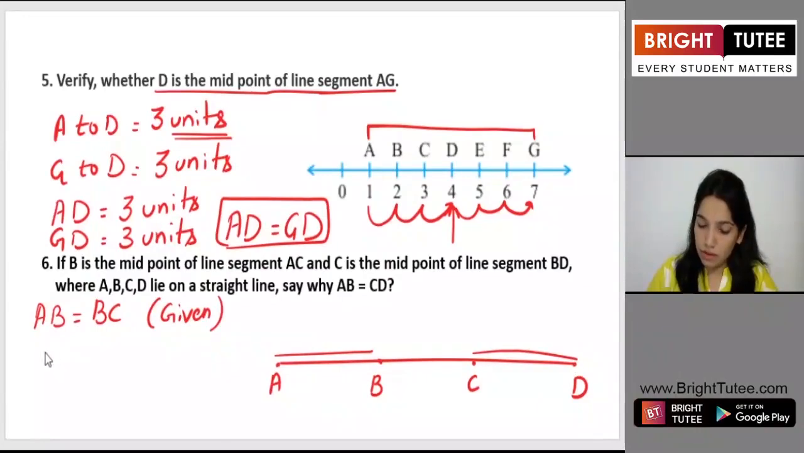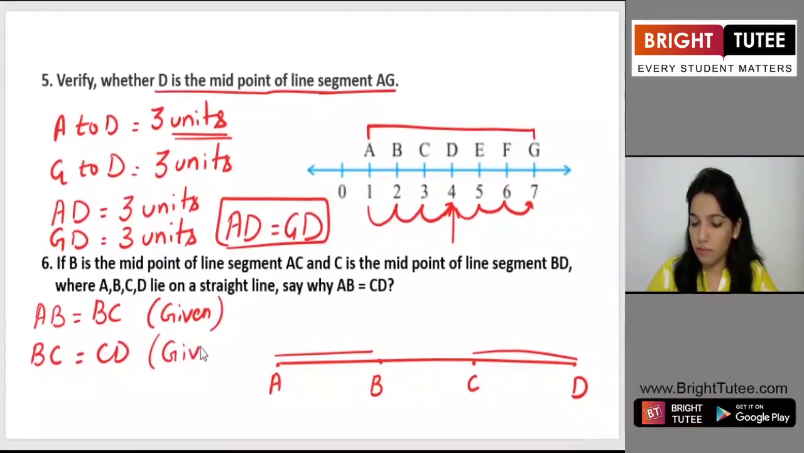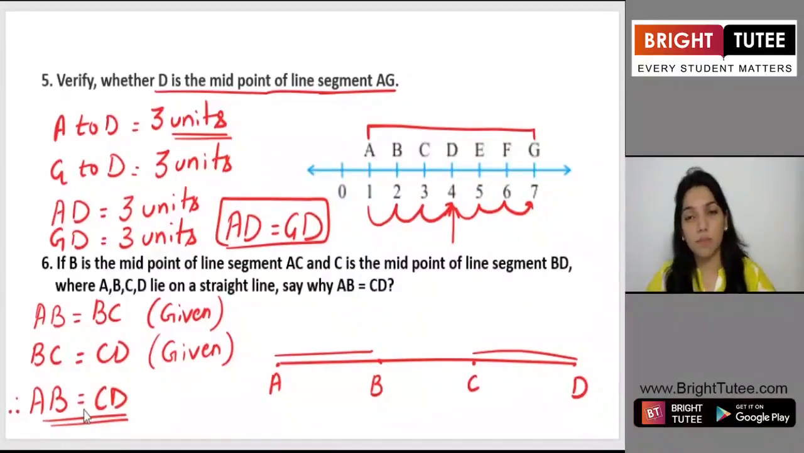Similarly, we are given that BC is equal to CD. Why? Because we are given that C is the midpoint of BD. So this is also given. So from these two equations, because AB is also equal to BC and BC is equal to CD, AB is equal to CD. So therefore, we got AB is equal to CD, hence proved.